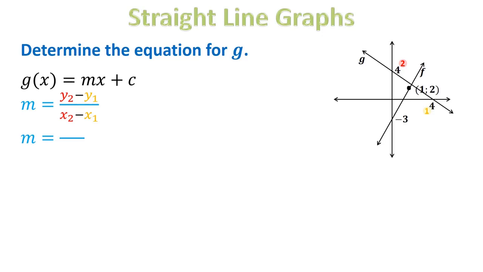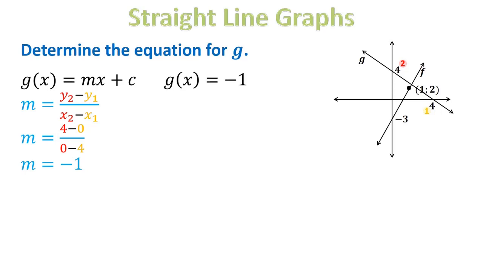But let's fill in our values. My y value at point 2 is 4, minus my y value at point 1, which is 0, over my x value at point 2, which is 0, minus my x value at point number 1, which is 4. So we put that in our calculator and we get m equals -1. Great, and we've got our gradient. That means we can now write our equation out with our m.